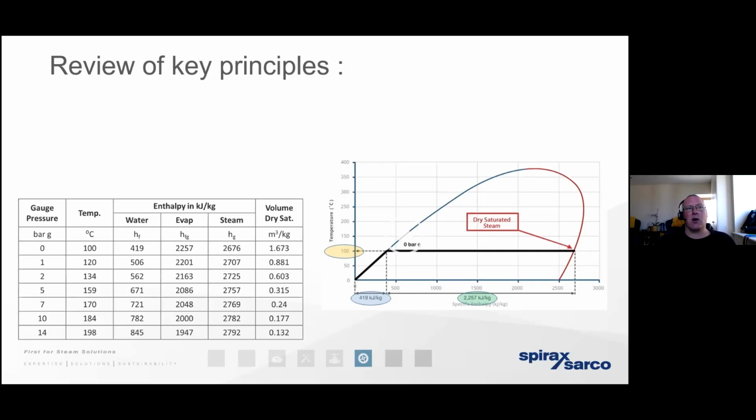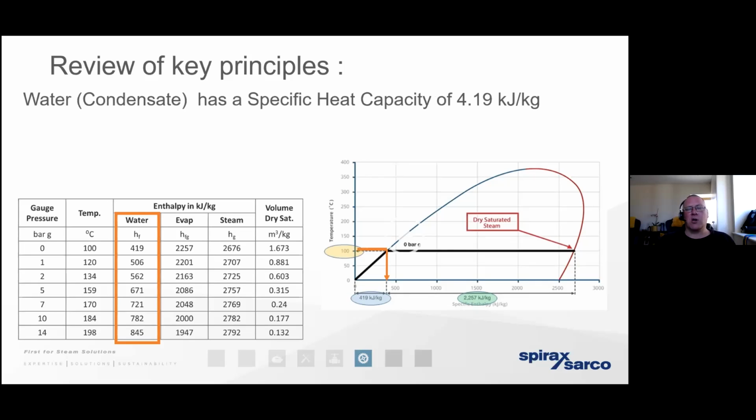The next three columns that we can see, that's the energy content of the steam. And the final column, that demonstrates the volume that that mass of steam occupies at the given temperature. So I want to look at the energy columns first of all. We know that water's got a specific heat capacity of 4.19. In other words, if we want to increase 1 kilogram of water by just 1 degree temperature, we need to add 4.19 kilojoules of energy to it.